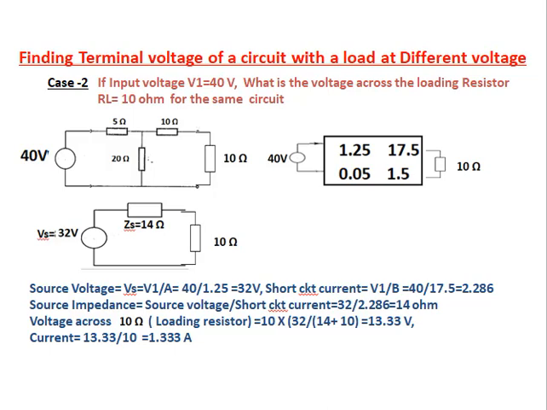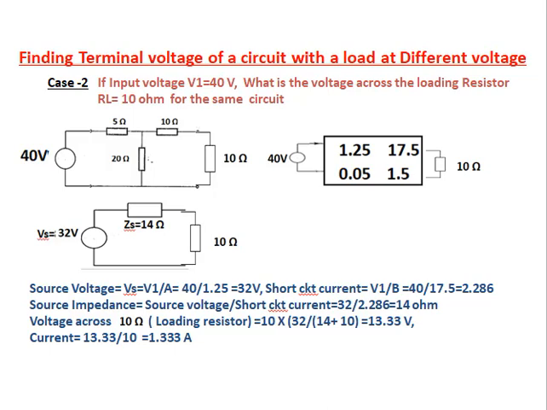Finding terminal voltage of a circuit with a load at different voltage. Case 2. If input voltage V1 is equal to 40 volt, what is the voltage across loading resistor RL equal to 10 ohms for the same circuit? Here, the input voltage is increased from 10 volt to 40 volt.